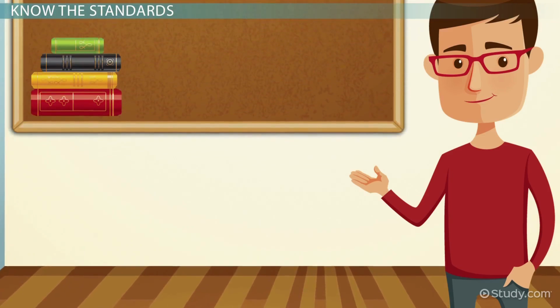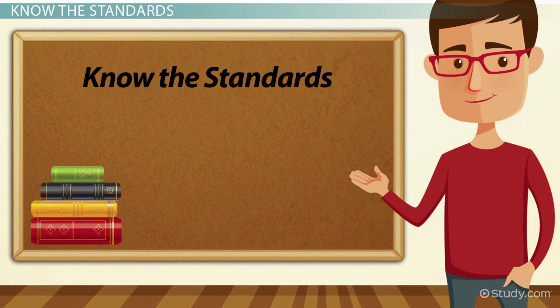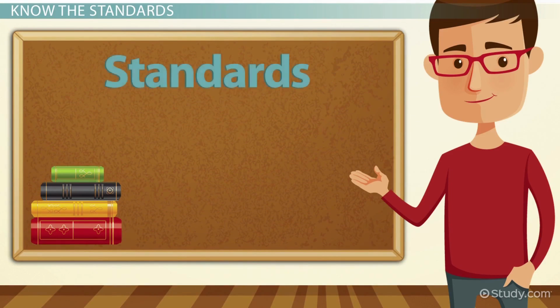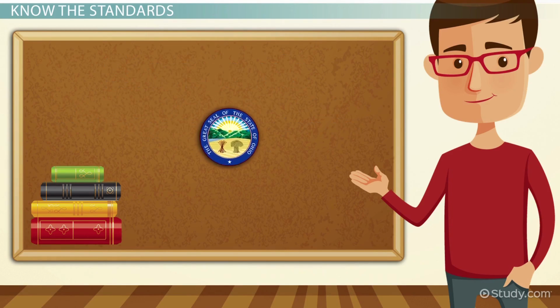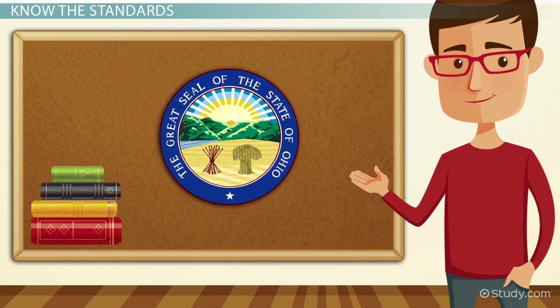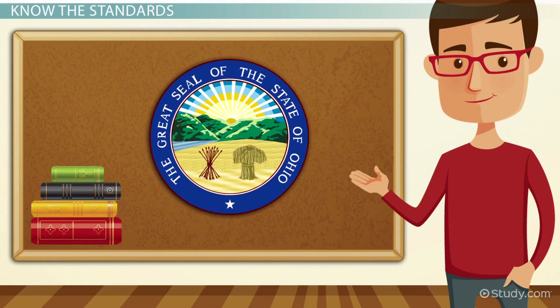The first step for any reading teacher is to know the standards. Every state has different standards, which are the guidelines for what each student needs to be able to do by the end of the grade level. There are numerous reading standards, each with a different focus. To help us with this video lesson, we will use a standard from the state of Ohio for the 6th to 8th grade band level.